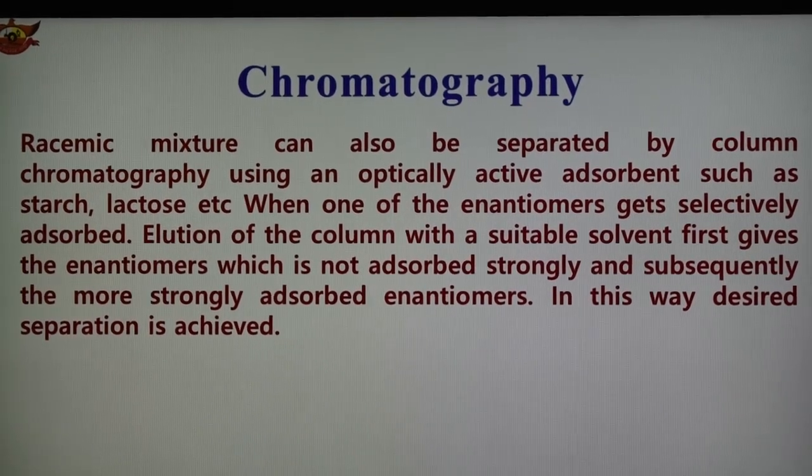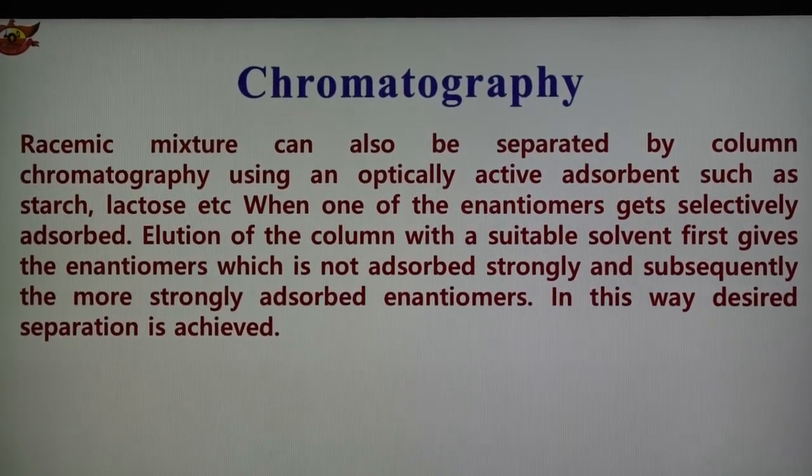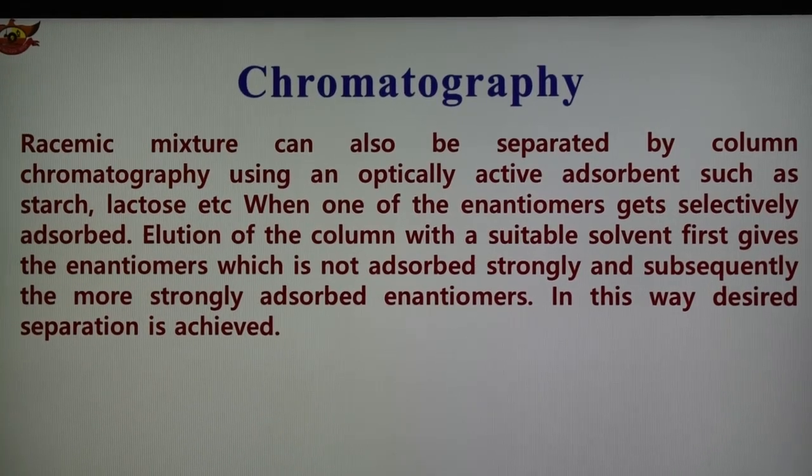When one of the enantiomers gets selectively adsorbed, elution of the column takes place using a suitable solvent. It gives first the enantiomer which is not adsorbed strongly, and subsequently the more strongly adsorbed enantiomer can be separated. So this chromatography method is used to separate the desired enantiomer.